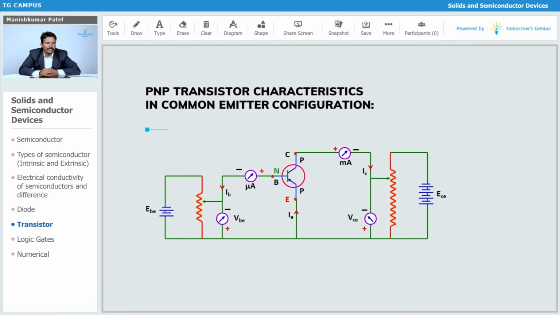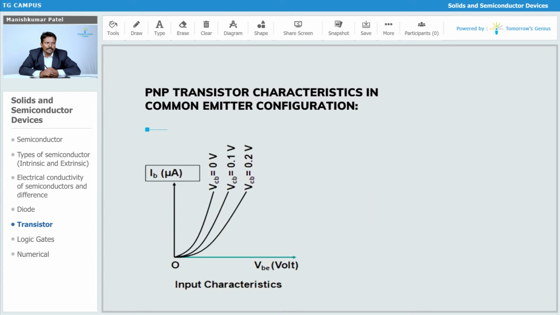Similar to that, one was common base, and this is common emitter, which is mostly used in most applications, obviously for amplification purposes. Again for the input characteristics, the emitter is common between input and output. You have to observe the input characteristics, which is a graph of IB versus VBE for different values of your VCB. This is how you will get the input characteristics.